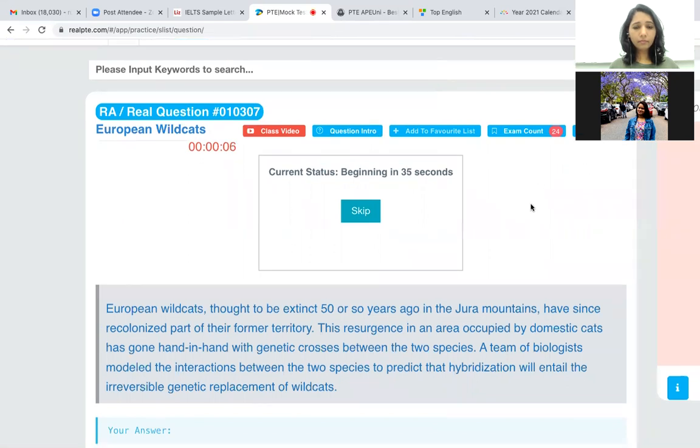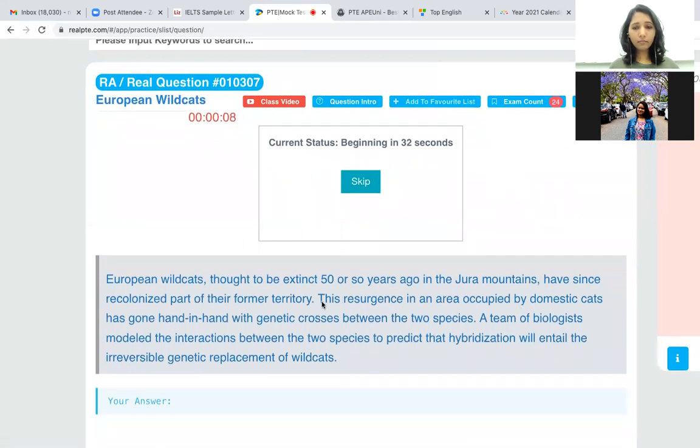European wildcats, thought to be extinct 50 or so years ago in Jura Mountains, have since recolonized part of their former territory. This resurgence in an area occupied by domestic cats has gone hand in hand with genetic crosses between the two species. A team of biologists modeled the interactions between the two species to predict the hybridization will entail the irreversible genetic replacement of wildcat.